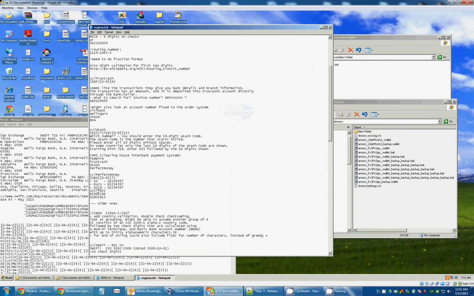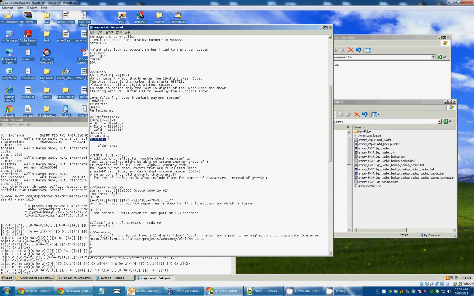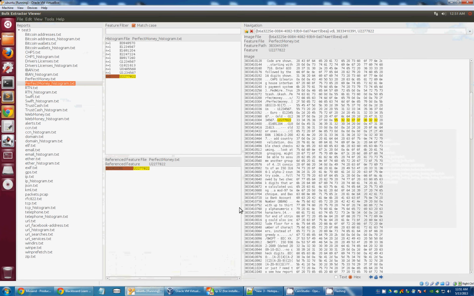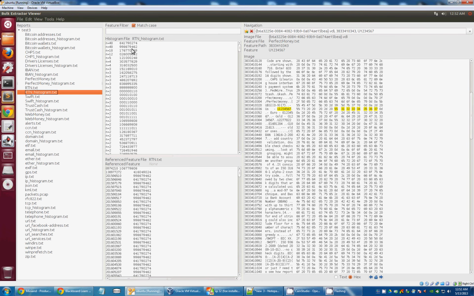Yeah, so you can see I had some test codes in here when I was working on the regexes too, and it looks like I found them. So that looks really good. There's a couple in there, and there really was a couple in there. So let's look at the RTN histogram.